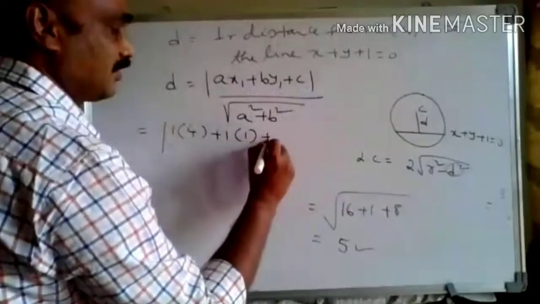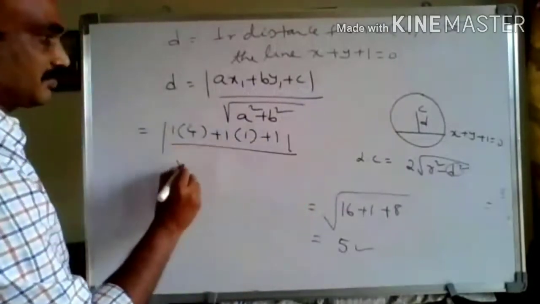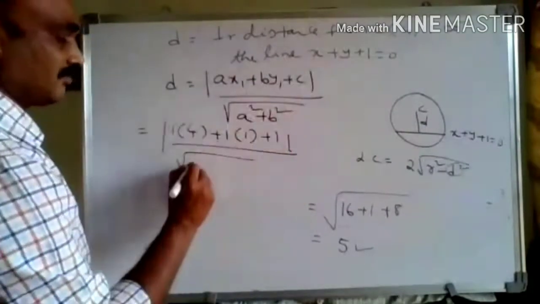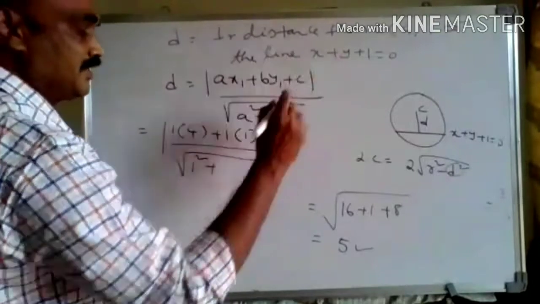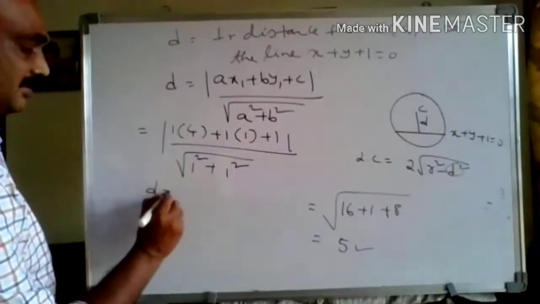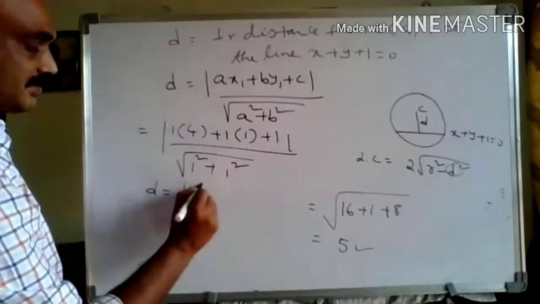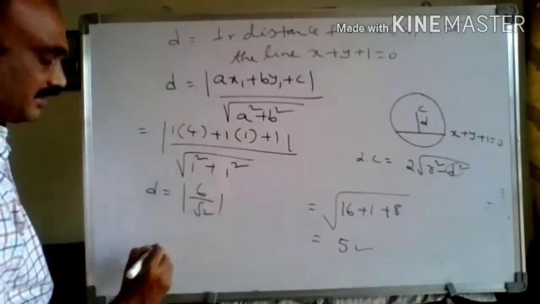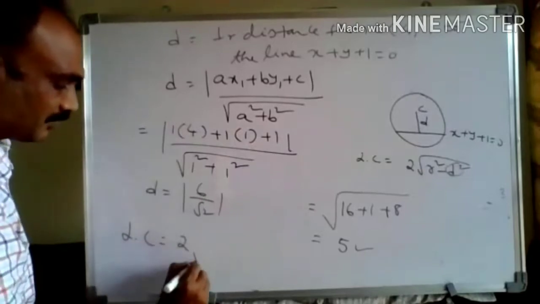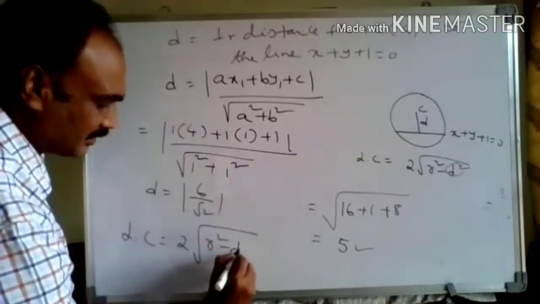C is equal 1, by root of a square, A is equal to 1, 1 square, B square, B is equal 1, 1 square. So D is equal 4 plus 1, 5 plus 1, 6 by root 2. So this is D. Length of the chord is equal formula 2 root r square minus d square.